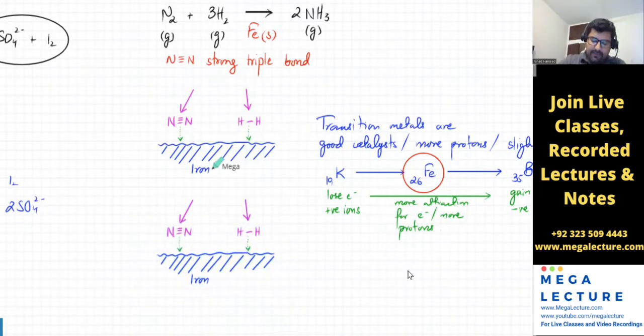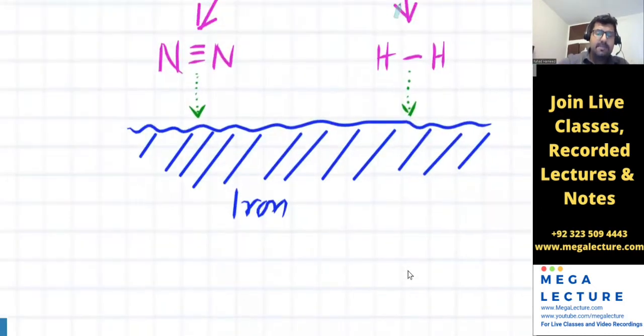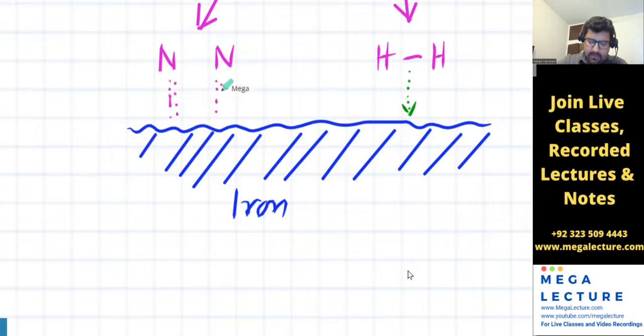There's going to be a very weak force of attraction, and in this way the shared electrons would eventually be pulled towards iron, not very strongly, just very, very weakly. The bond that's going to be formed between the nitrogen and the iron would be very, very weak. Because remember, iron likes to attract electrons, but very, very slightly. It's not like bromine that likes to attract electrons very strongly.